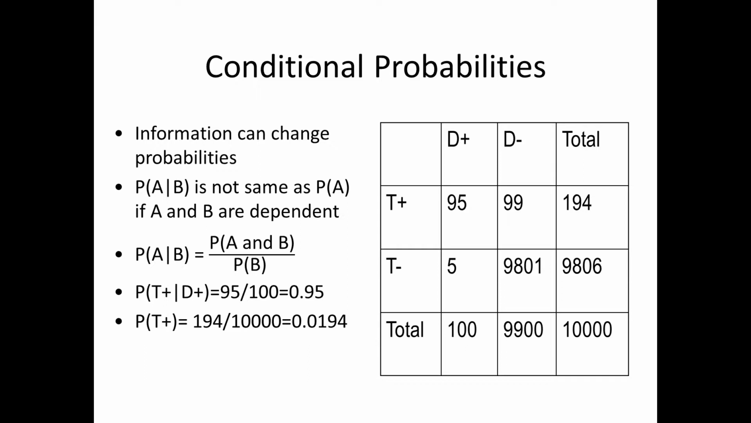At bullet 3, we have defined how you would calculate the probability of A given B, and that's a simple fraction here. It's the joint probability of A and B divided by the probability of B.